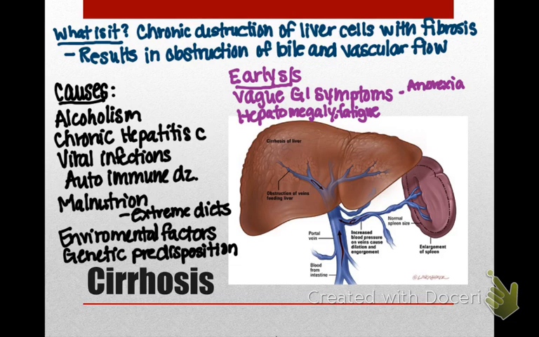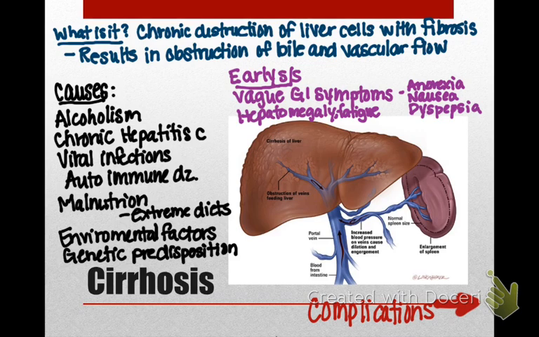So make sure you write down fatigue, anorexia, vague GI symptoms, early signs and symptoms, nausea, of course. A lot of times when people are nauseous, they don't always eat, right? Does everybody know what dyspepsia means? Heartburn, just irritation there, just stomach irritation, indigestion, heartburn, dyspepsia.